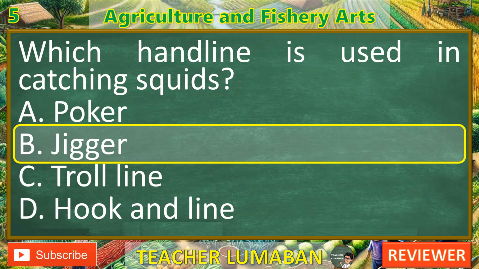D. Hook and line. This is a general term for a fishing method that uses a single hook attached to a line. While it can be used to catch various fish and possibly squids, it is not as specialized or effective for squid fishing as a jigger. Therefore, jigger is the correct answer, as it is specifically designed for catching squids.